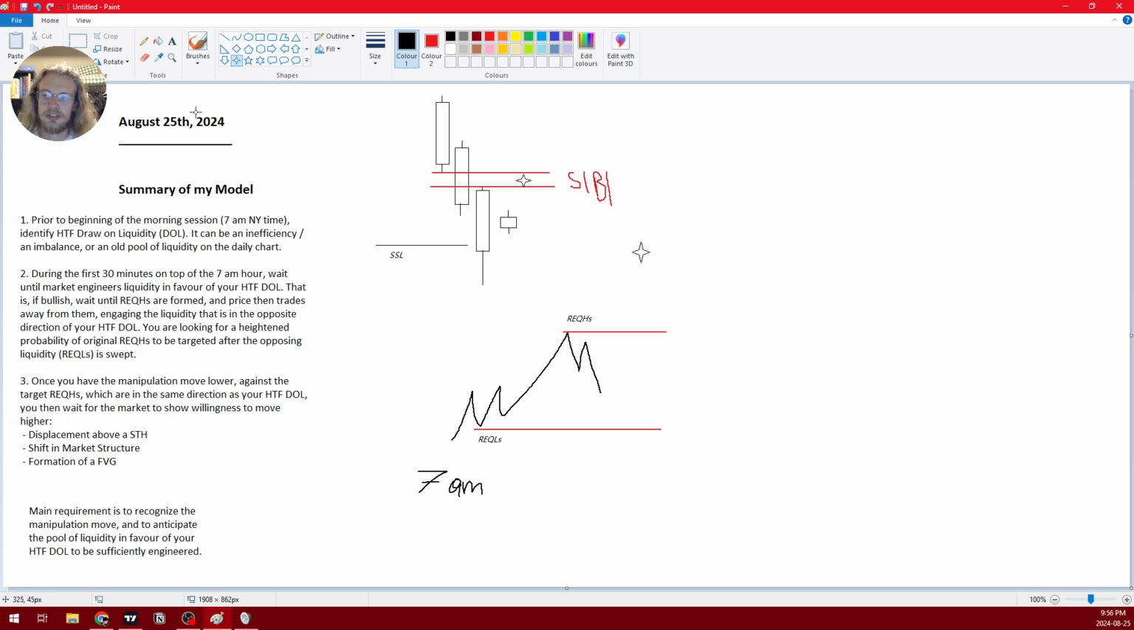We wait. If we're bullish, we wait for relative equal highs to be formed, and instead of price going right for them like this, we want to see the opposite movement. We want to see price go for the relative equal lows and sweep this liquidity pool. We specifically want to see this during the first 30 minutes of the hour. Let's say we use the 7 a.m. hour, but we can use the 8 a.m., 9 o'clock, and 10 o'clock hours.